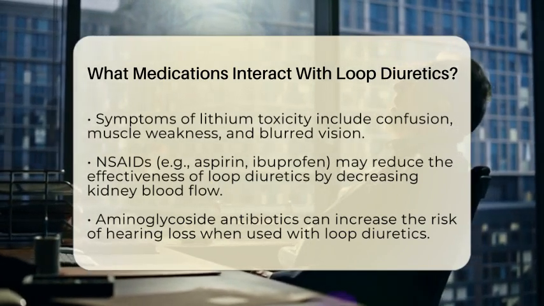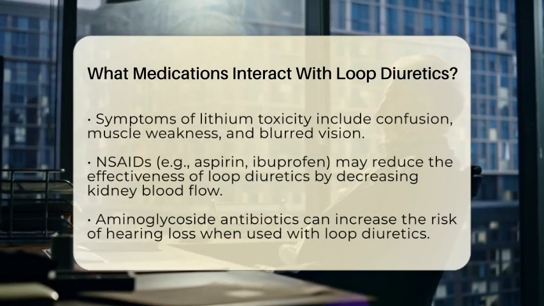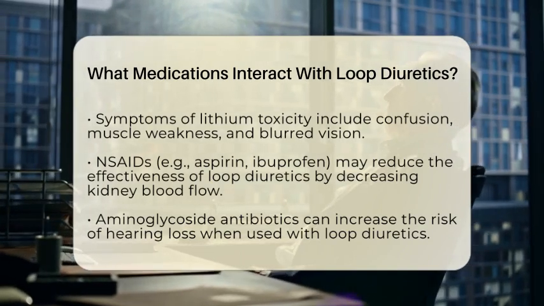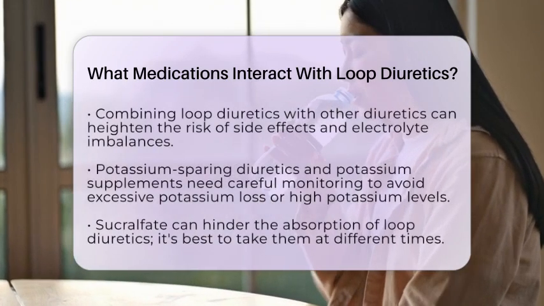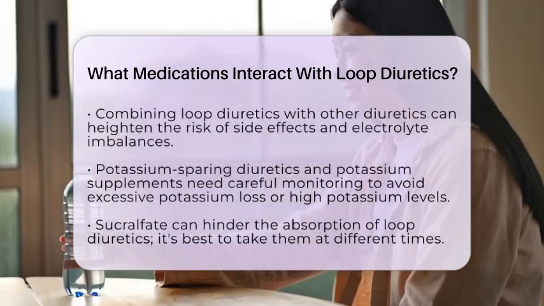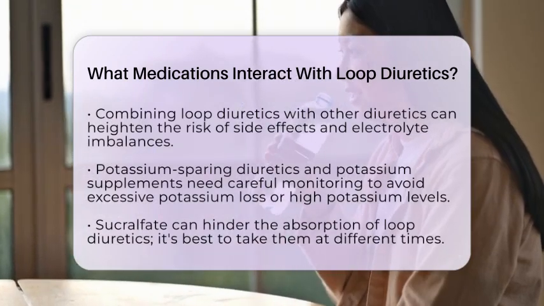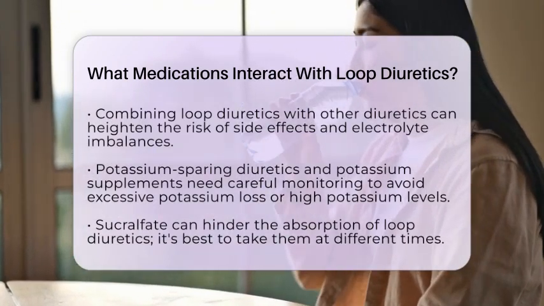If you are taking other diuretics, combining them with loop diuretics can increase the risk of side effects. This includes electrolyte imbalances and ototoxicity. For instance, using ethacrynic acid and furosemide together is not recommended.